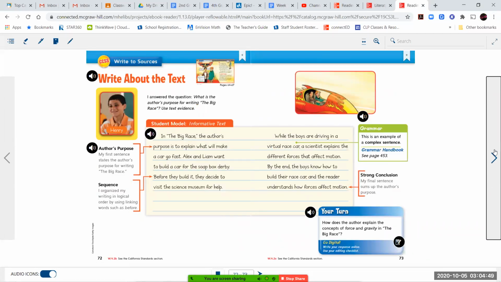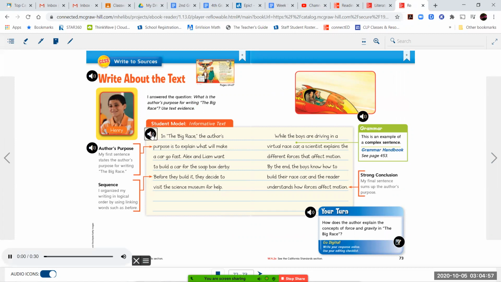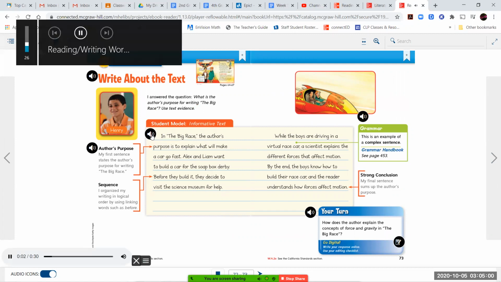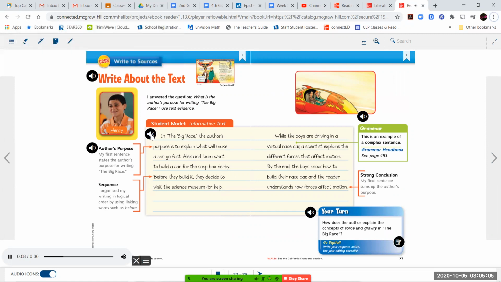Now we're going to go over some of the things that we covered in grammar by reviewing this piece of writing. In The Big Race, the author's purpose is to explain what will make a car go fast. Alex and Liam want to build a car for the Soapbox Derby. Before they build it, they decide to visit the Science Museum for help. While the boys are driving in a virtual race car, a scientist explains the different forces that affect motion. By the end, the boys know how to build their race car, and the reader understands how forces affect motion.